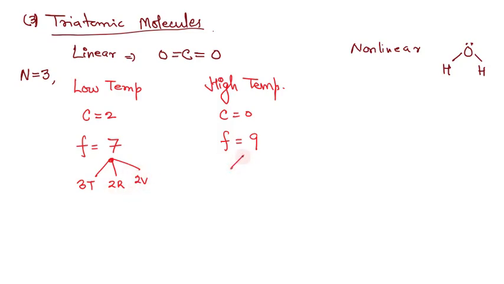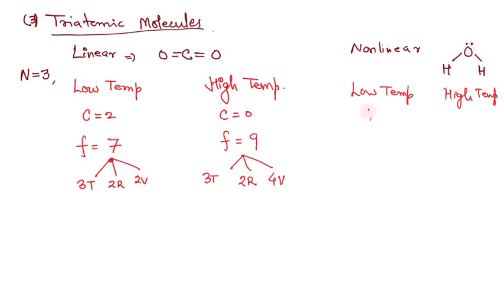For this, it is simple. For linear, there will always be two rotations. So there are two rotations and four vibrational modes. Similarly, for this there will be two limits, low temperature and high temperature.